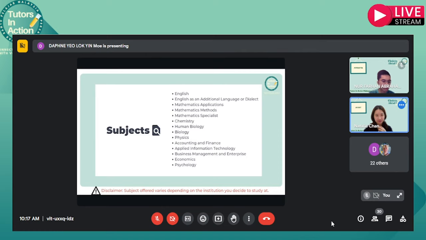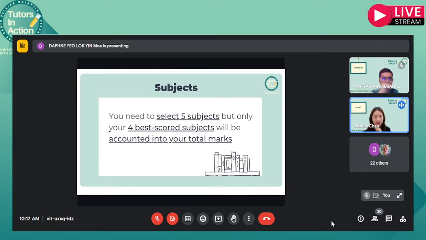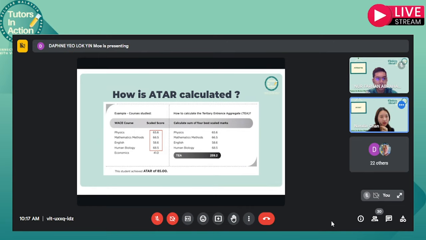So for the subjects, you need to select 5 subjects from the list I showed just now, but only your 4 best scored subjects will be accounted into your total marks. Next, this is an example. As you can see on the left side of the picture, this student did physics, mathematics methods, English, human biology, and economics. So the best 4 scored subjects are physics, mathematics methods, English, and human biology. These 4 marks will be accounted into your ATAR, which is your total score of your marks.